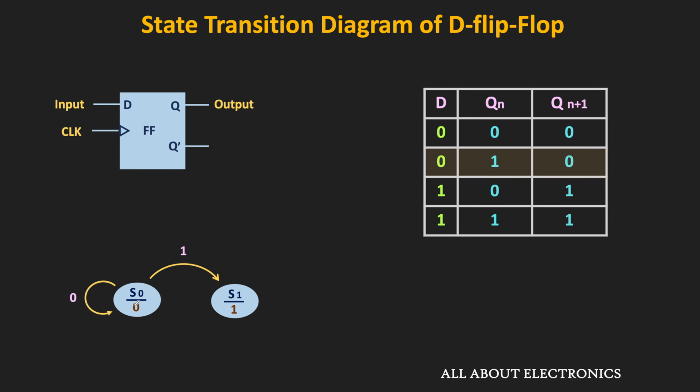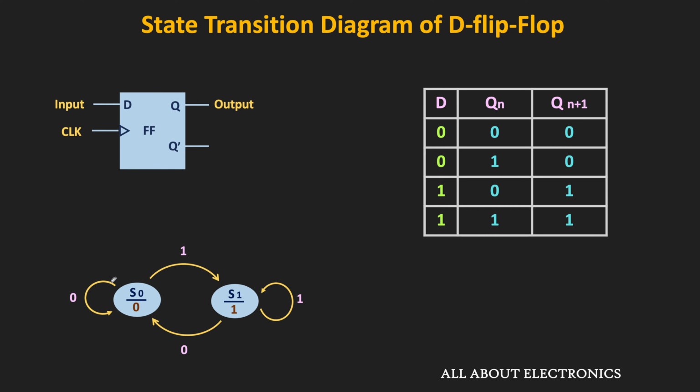Similarly, if the output of the flip-flop is 1, or if the flip-flop is in S1 state and if we apply a 0 as an input, then its output will also become 0 and it will do a transition from S1 to S0 state. On the other hand, in the same state, if the applied input is equal to 1, then the flip-flop will remain in the same state and its output will also remain 1.